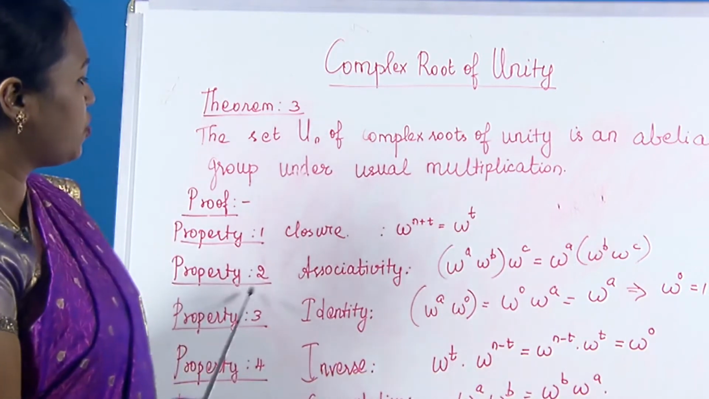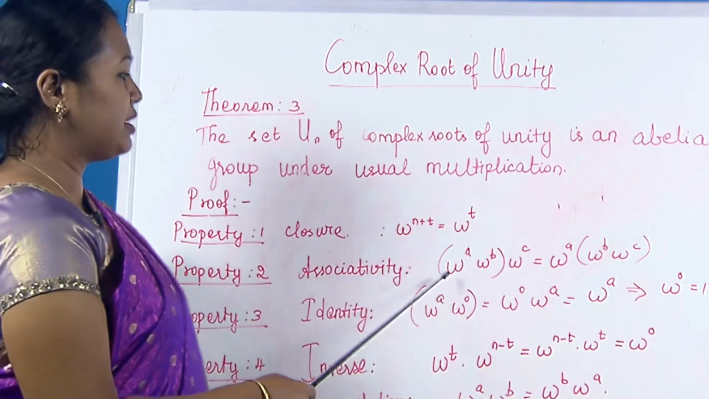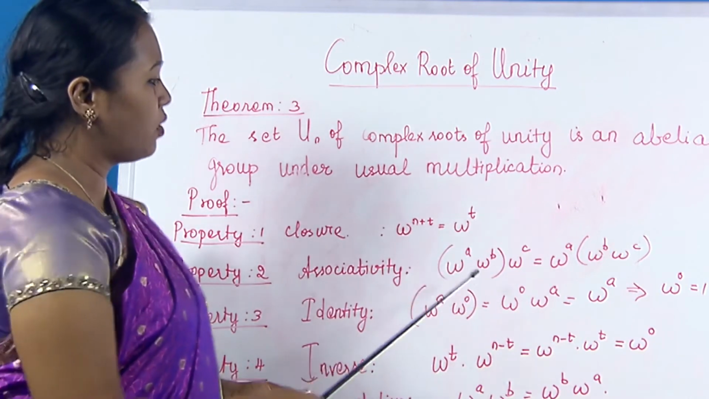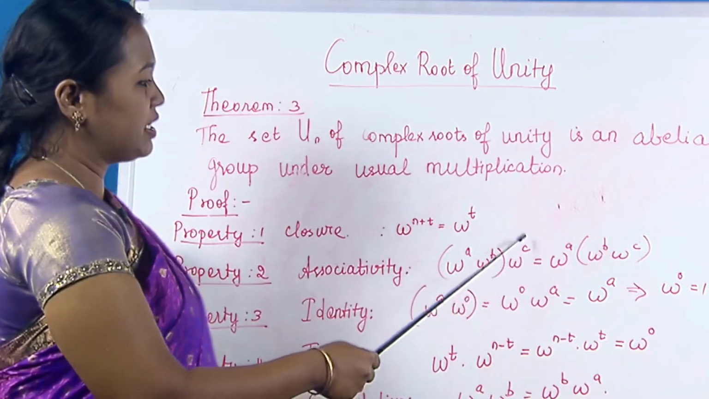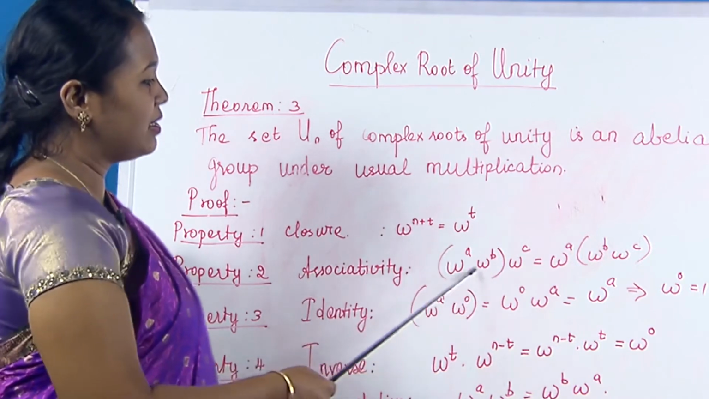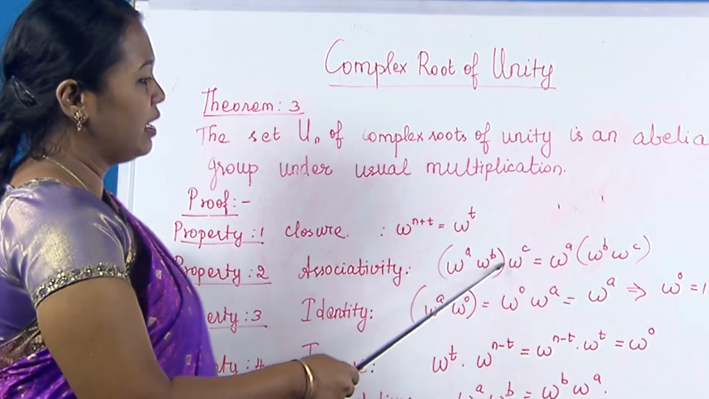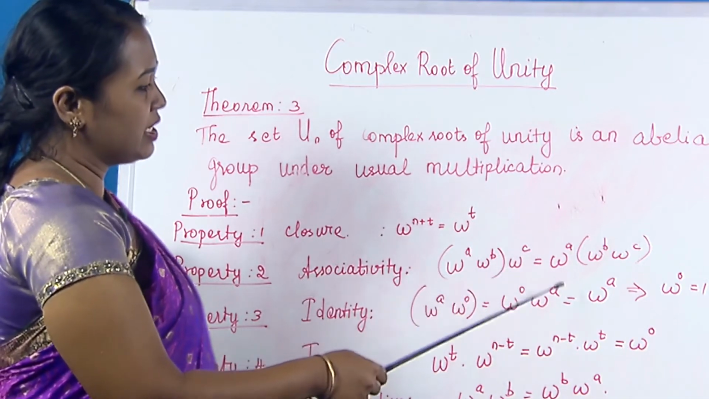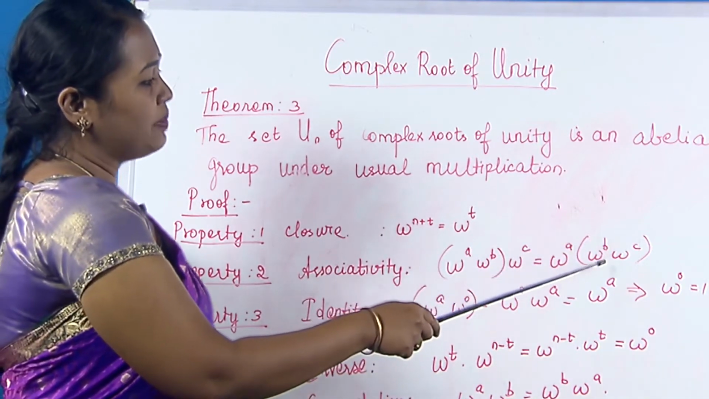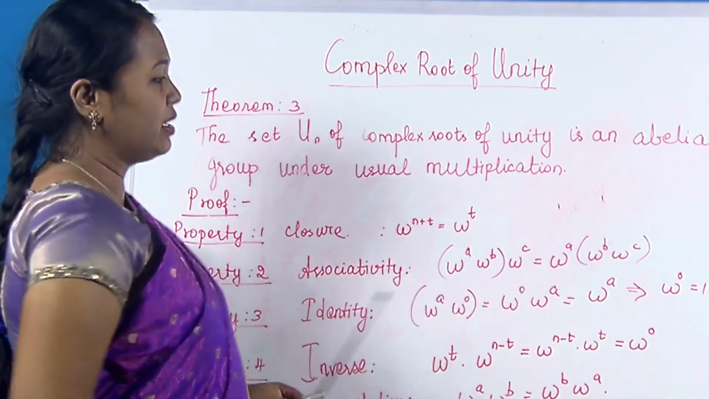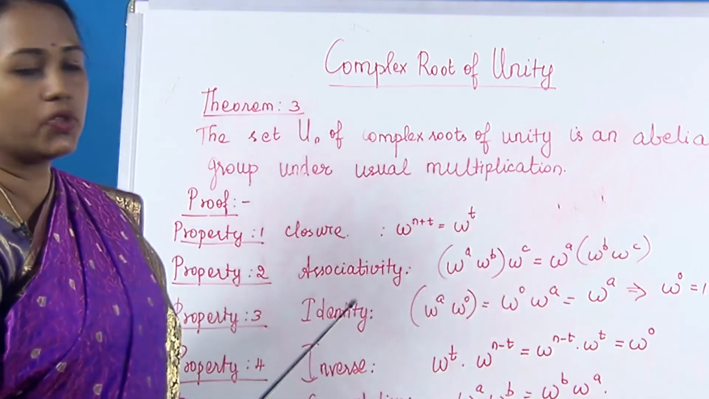The property number 2 is associativity. Here we take 3 different terms, omega power a, omega power b and omega power c, and clearly we can see that this is true: omega power A times omega power B, the whole times omega power C, is the same as omega power A times omega power B times omega power C. So, the associative property also holds.